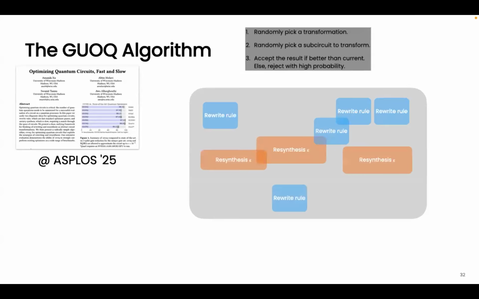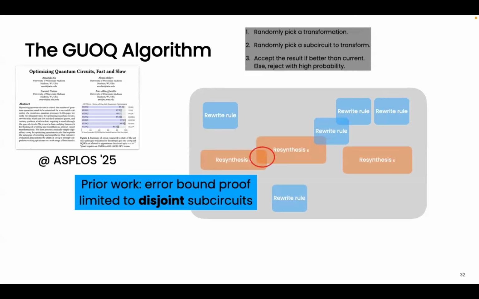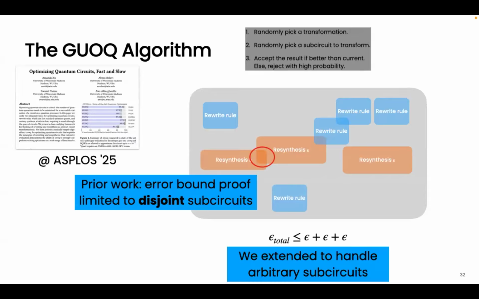But let's say I apply this algorithm to a circuit. You need to be careful about bounding the error from these resynthesis calls, especially if they overlap. In prior work that used resynthesis, they couldn't do a lot, because their proof of how the error accumulated relied on the subcircuits being disjoint, and it was an additive bound. But it turns out that the same bound holds even if they overlap. This is crucial because it allows you to apply this transformation wherever you want.